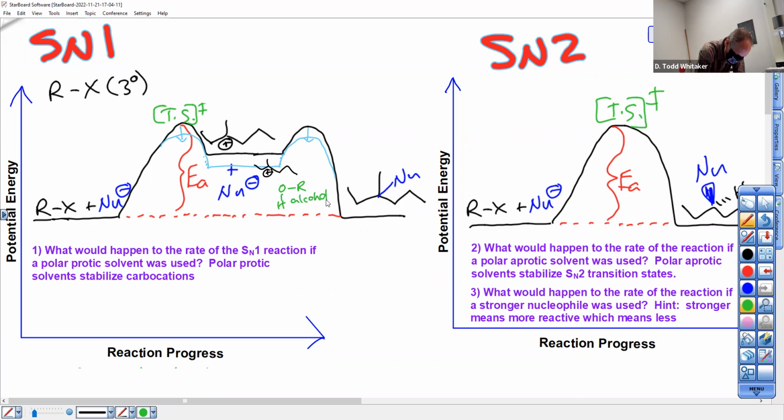Alcohol, solvent. The lone pair is stabilizing the cation. You see that interaction there? I put little dots, like a partial bond kind of dot thing. Is that what it looks like? I hope so, because that's what it is. And that brought the energy down.